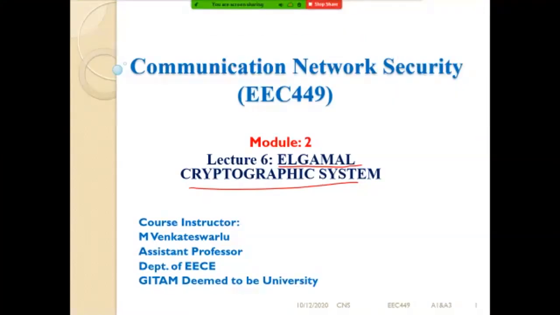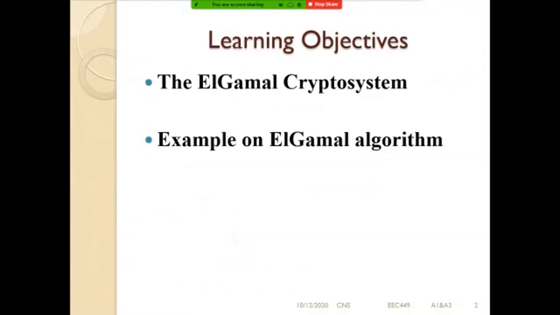So now we will see what the learning objectives are. We will see this ElGamal crypto system. What is the algorithm? What are the steps? Then we will see an example of the algorithm.